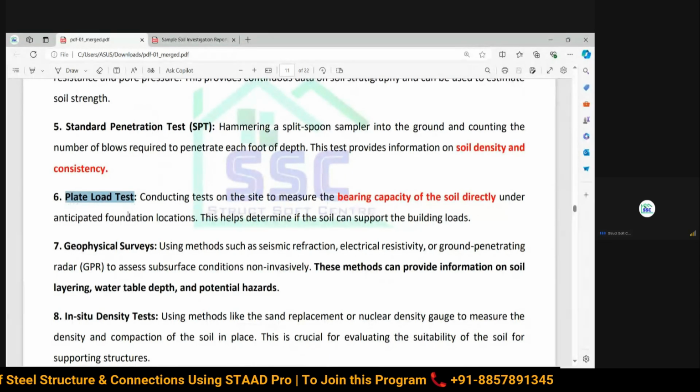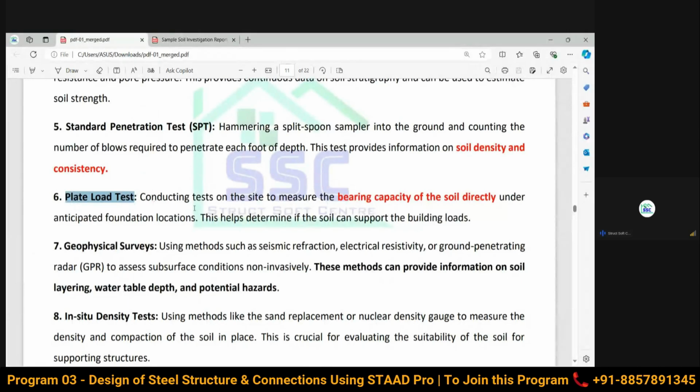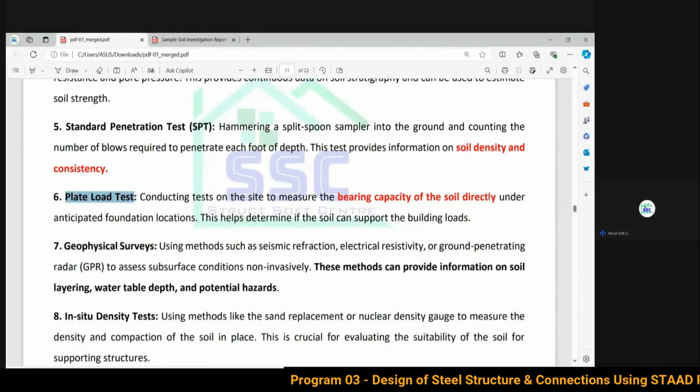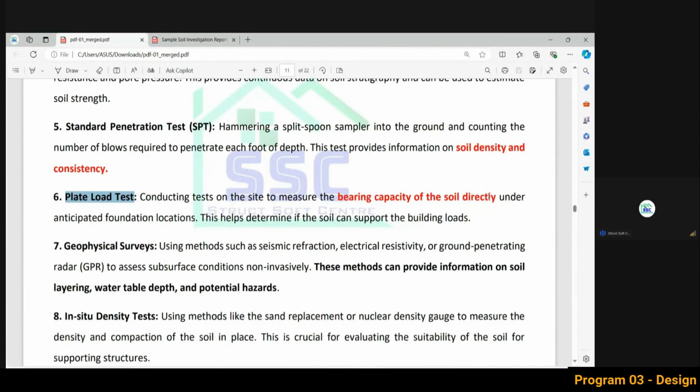So, conducting a test on the site to measure the bearing capacity of the soil directly is done through this method, the plate load test. The good thing is that you can calculate the bearing capacity of the soil directly under the anticipated load, at the anticipated foundation location.